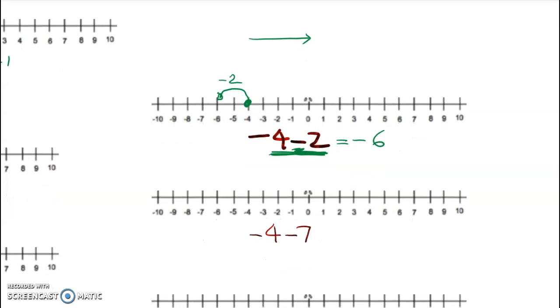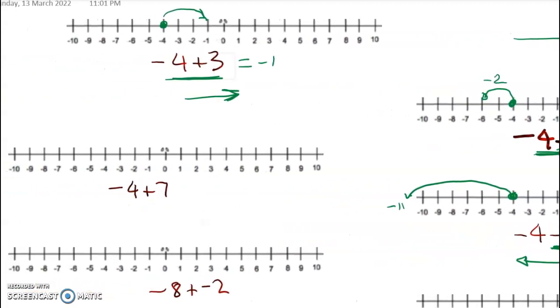Let's do another one like that. We've got -4, take away 7. We're starting at -4, and we're going down 7 back that way. That will get me down to -11. Right, now let's look at this one here, -4 plus 7. Well, again, I'm starting at -4, and I'm going this way up by 7. If I go up 4, I get to 0, and then I've got 3 more left to go up. So my answer to this one will be 3.